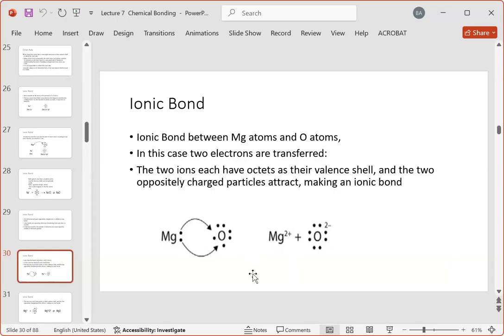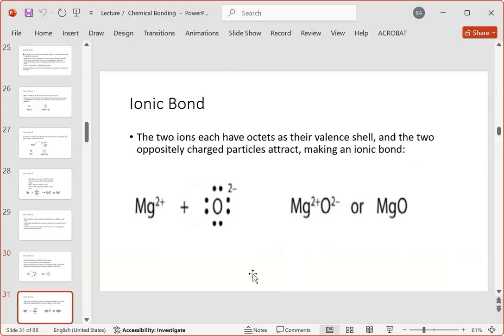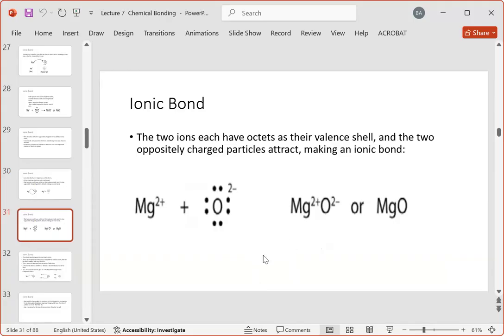And like I said before, opposite charges attract each other, so they come together and become magnesium oxide. Each of the two ions has an octet in its valence shell, and the two oppositely charged particles attract, making an ionic bond. All right, so they become an ionic bond.